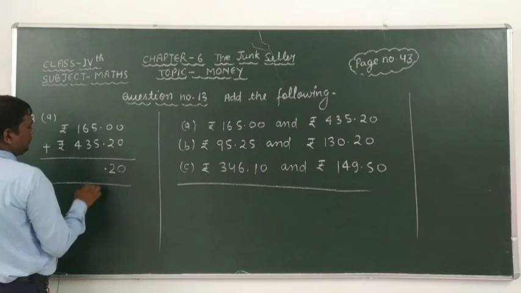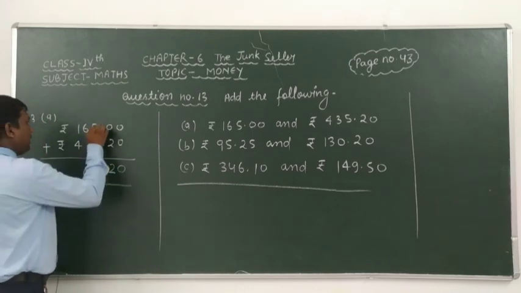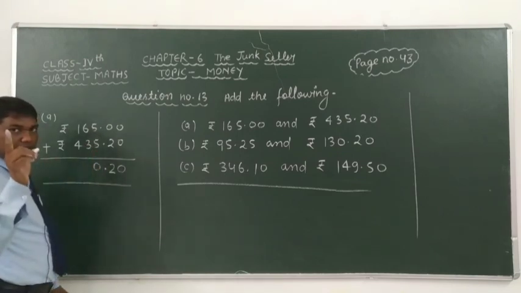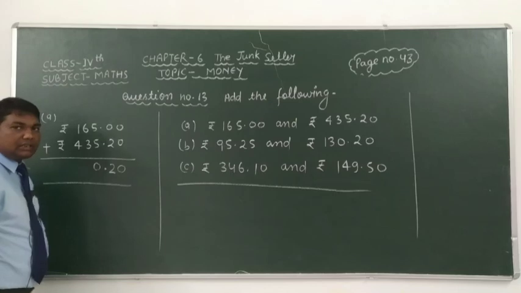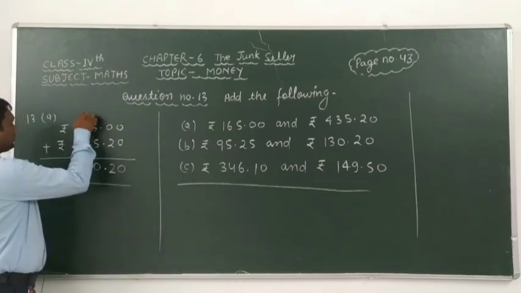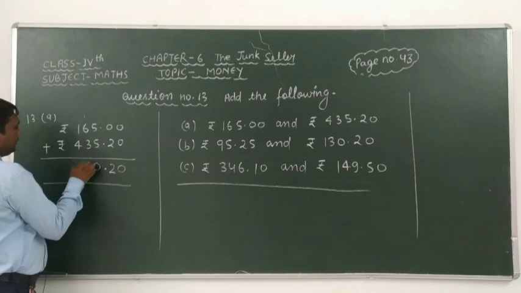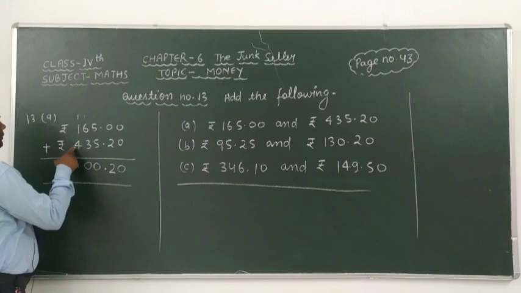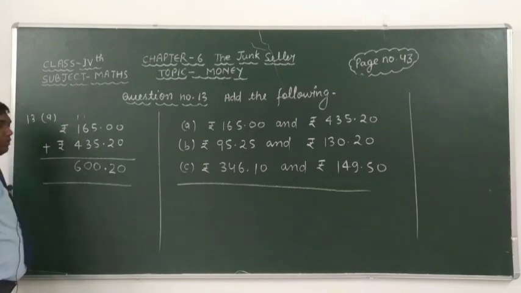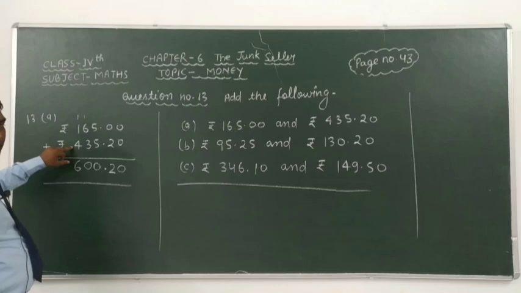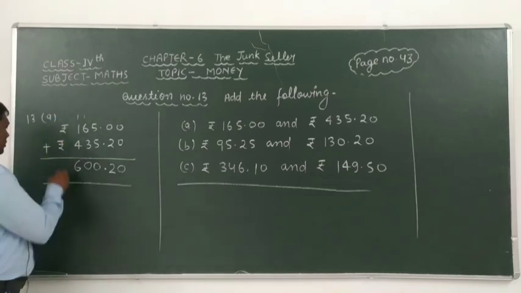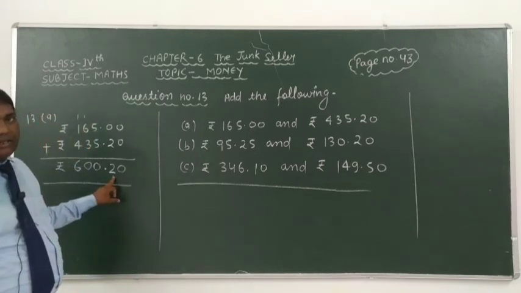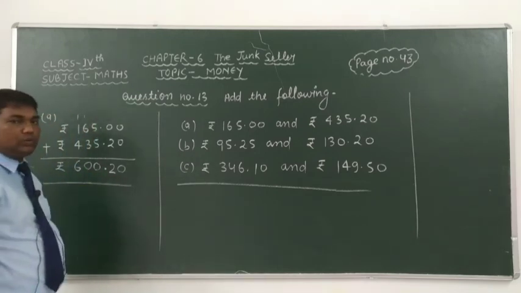Here we have to take decimal point as same place. Okay, 5 plus 5 is 10, 10 of 0. Listen, please keep in mind, here we get carry 1. 6 plus 3 is 9, 9 plus carry 1 is 10, 10 of 0. Here we get carry 1. 4 plus 1 is 5 and 5 plus 1 is 6. Okay friends, after adding these we get 600 rupees 20 paise. It means that rupees 600.20.